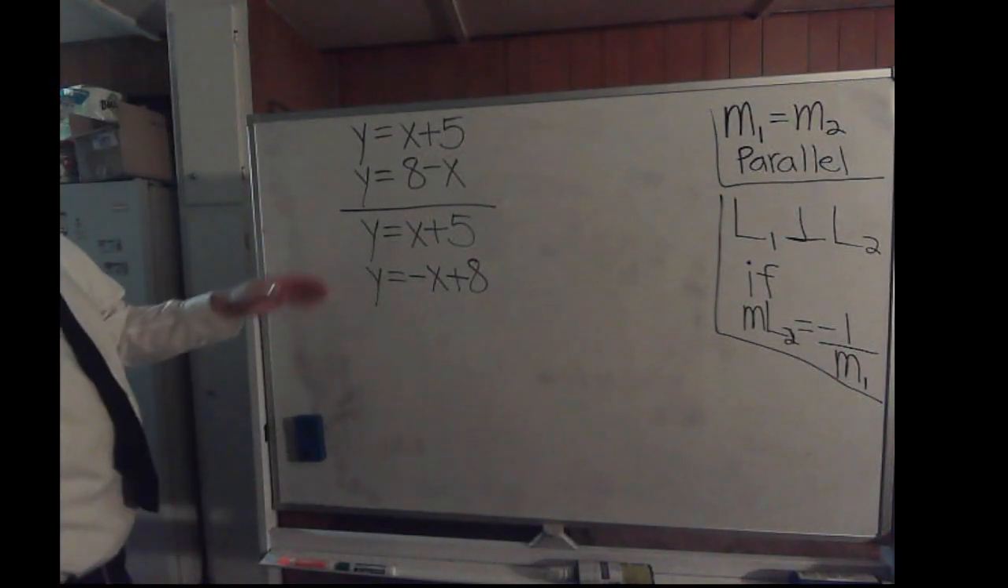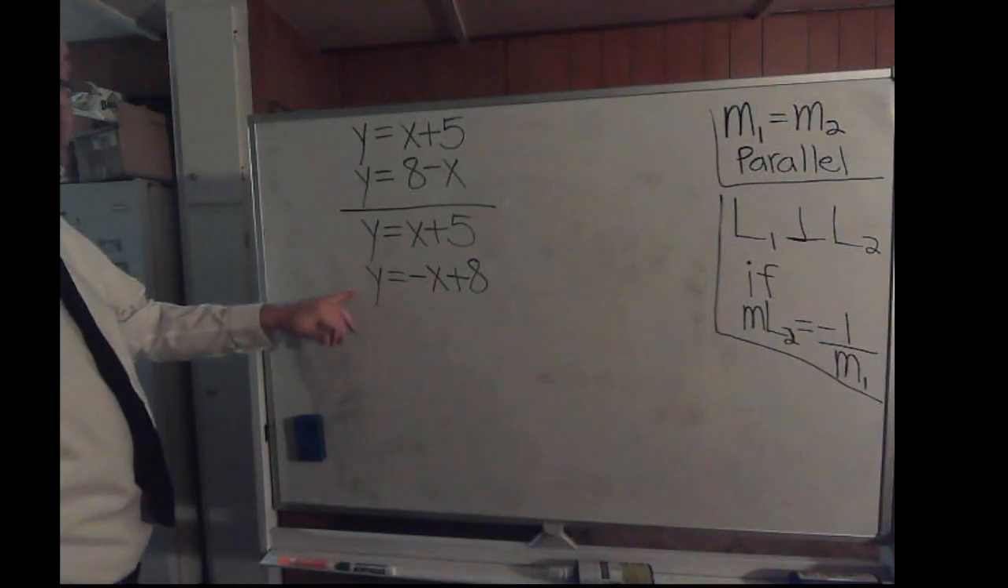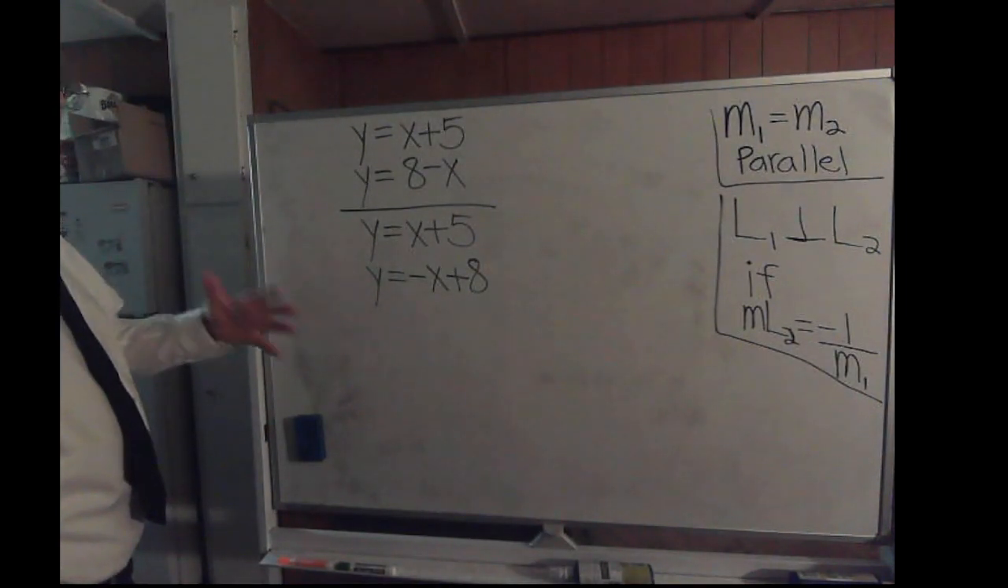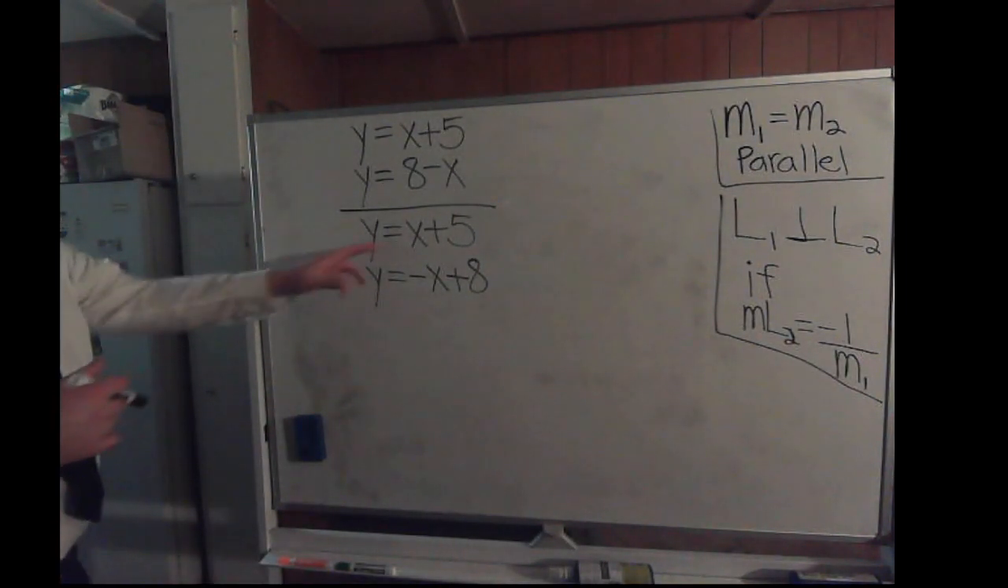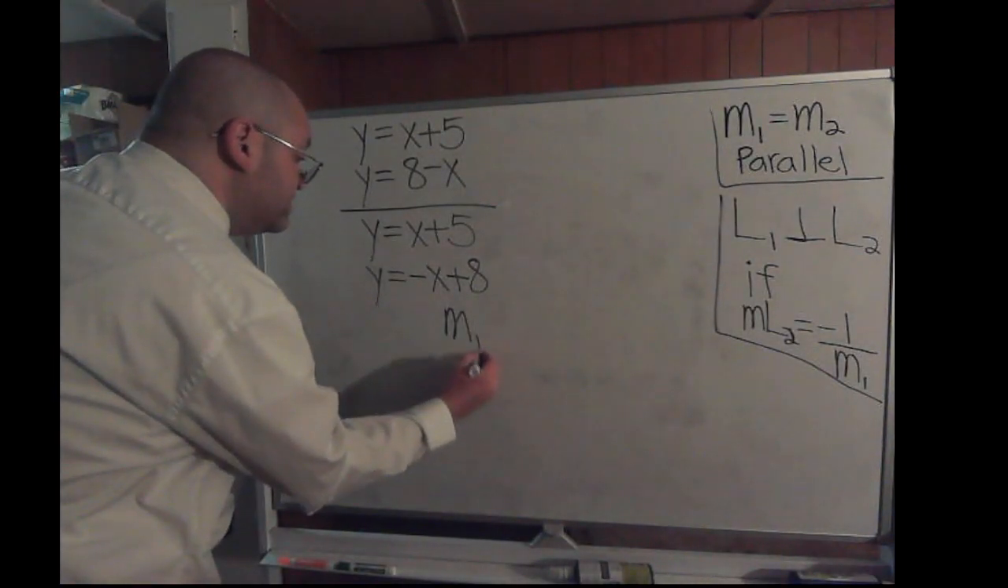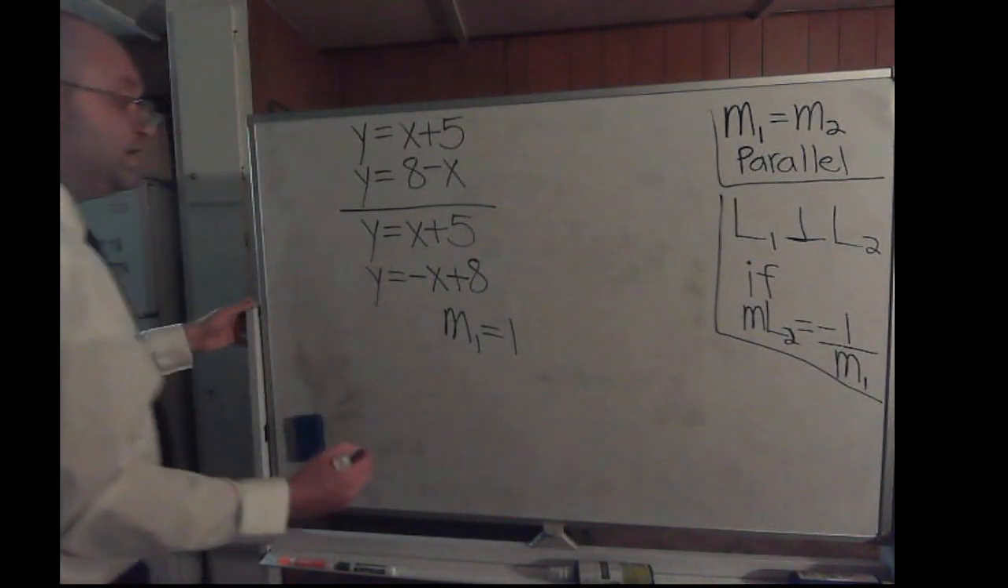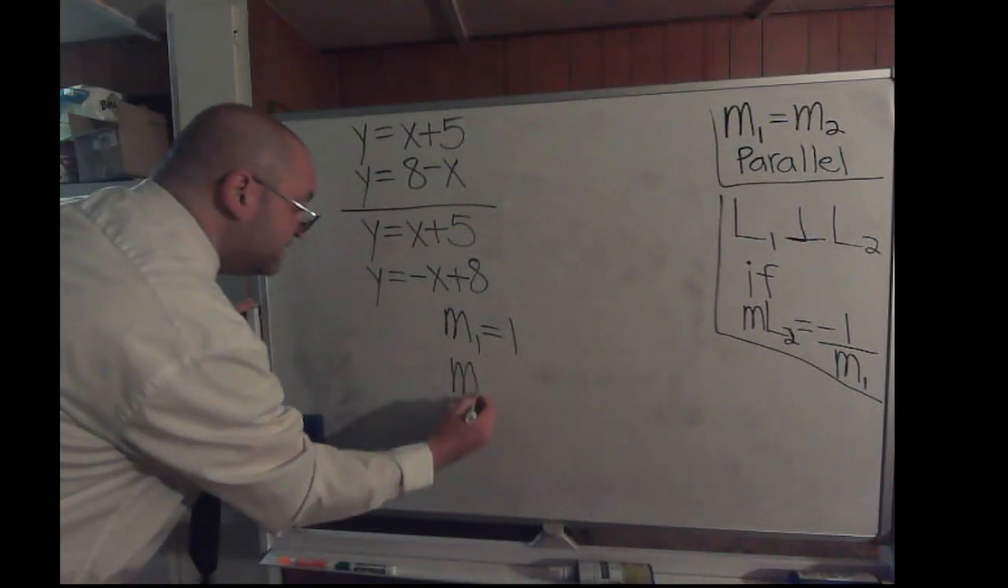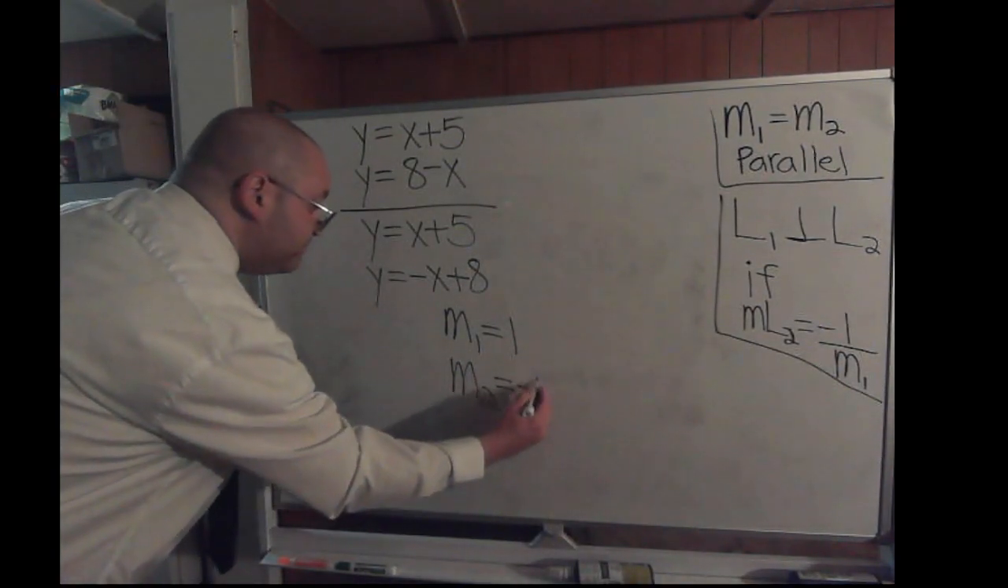Now, this was short and easy. Both equations are in slope-intercept form now. We're only going to consider now the slopes of each line. So the first slope is going to be positive 1. The second slope is negative 1.